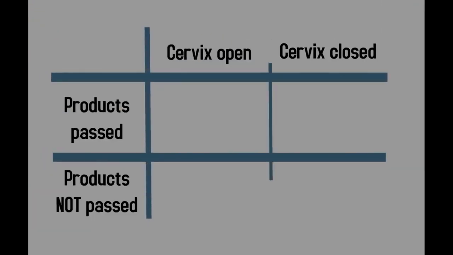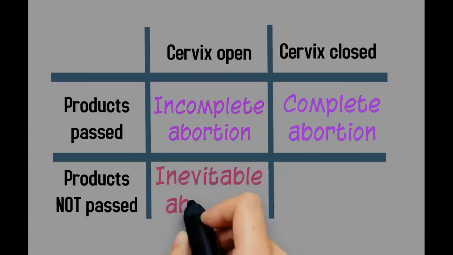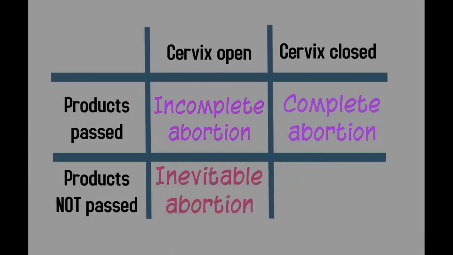There are 4 definitions that are important to remember pertaining to spontaneous abortion. For a complete abortion, all of the products have been passed without the need for any intervention and the cervix is closed. In an incomplete abortion, some but not all of the products have passed and the cervix is open. In an inevitable abortion, the cervix is dilated but the products of conception have not been passed. In a missed abortion, there has been a fetal demise, usually for a number of weeks, but the products have not been expelled.